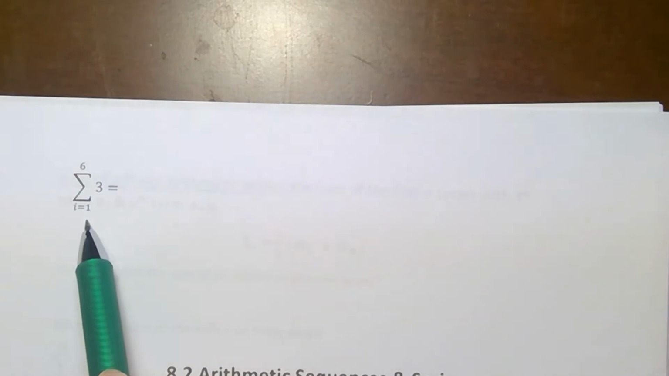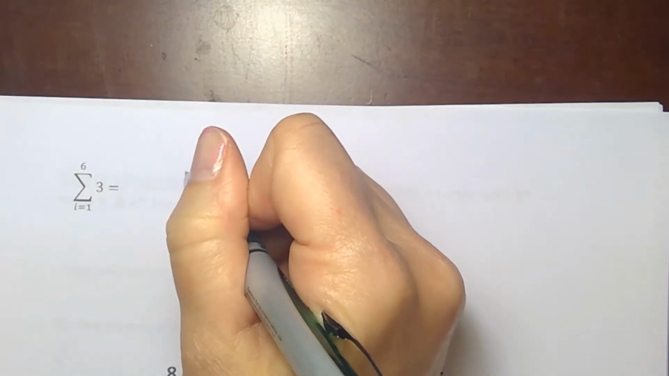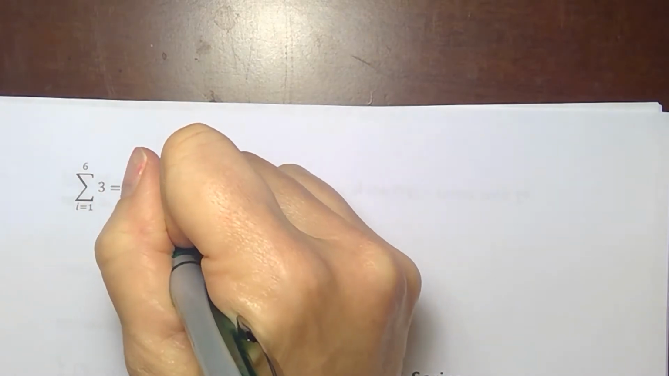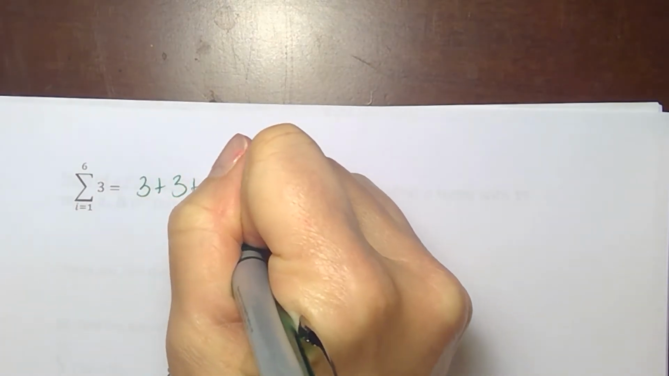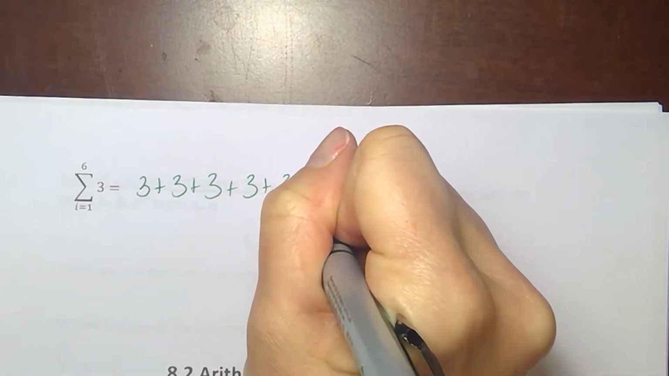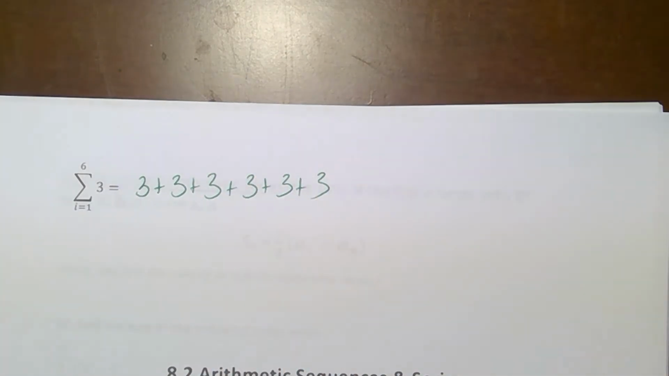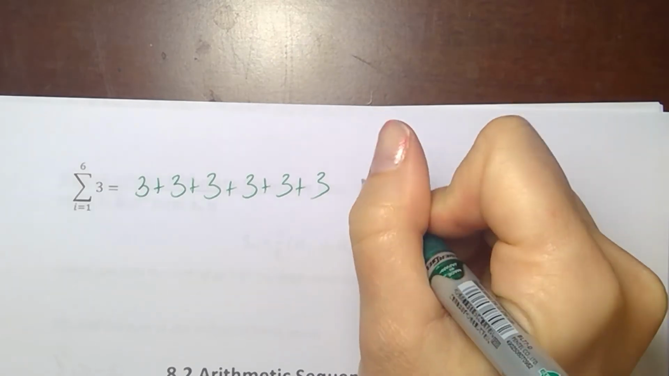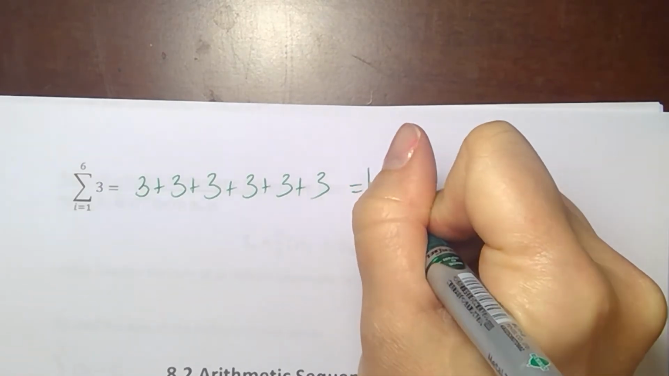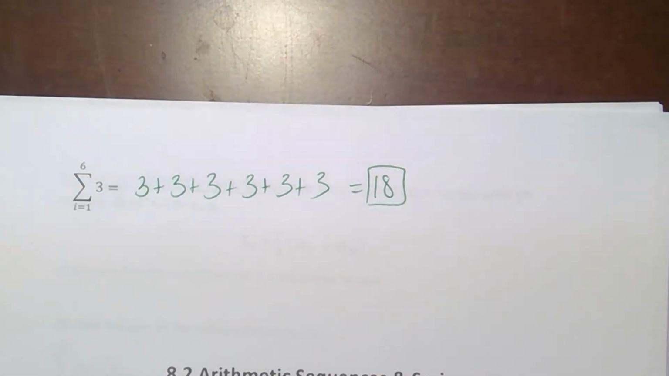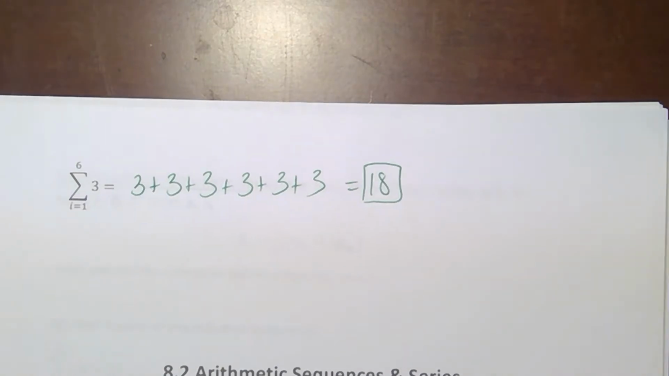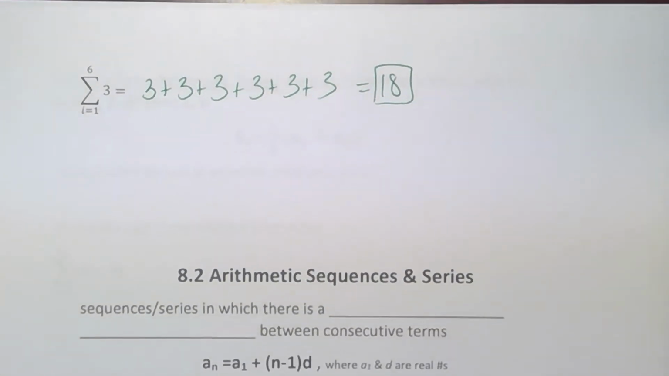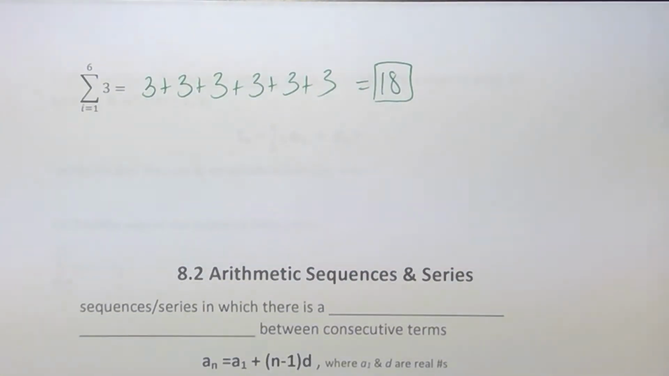Well, how many terms am I going to add together? The 1st through the 6th tells me I have 6 terms, and each term is going to be 3. So that ends up being 3 added to itself 1, 2, 3, 4, 5, 6 times. Well, 3 plus 3, 6 times, same thing as 3 times 6 would be 18. That's just a little bit of a special case when our general term is a constant.